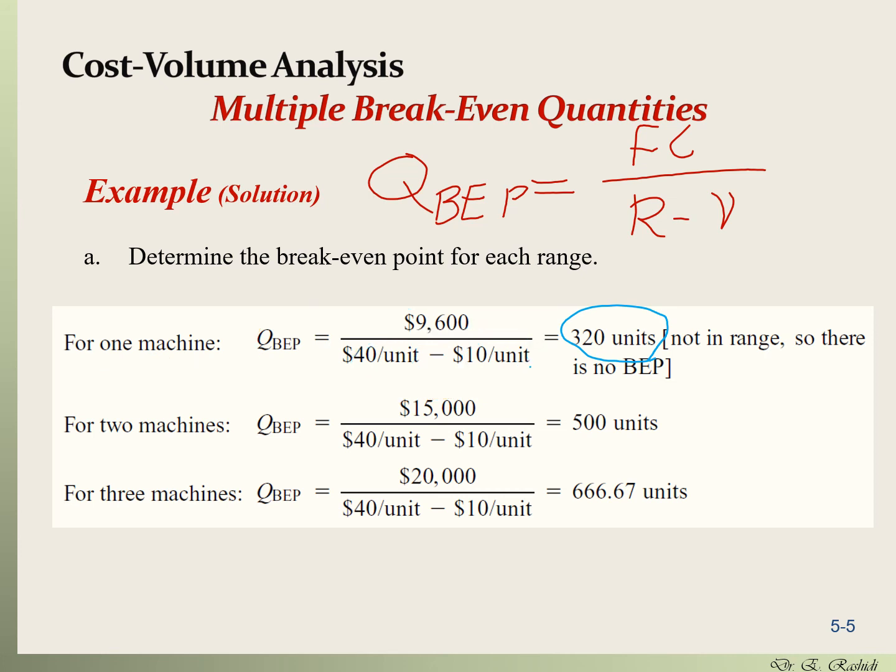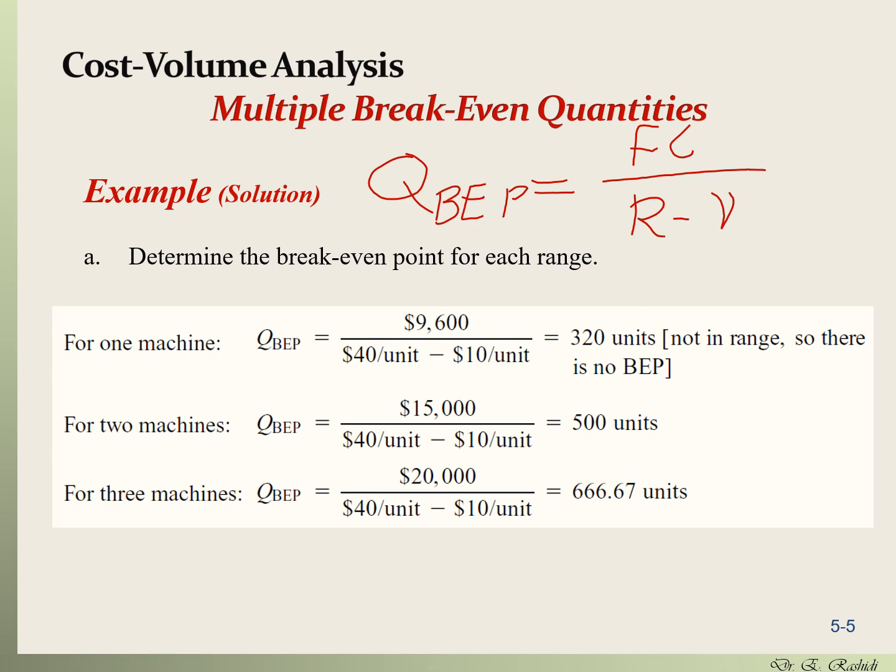So for one machine, the break-even point is 320. But remember that for one machine, the range is between 0 and 300. So the maximum that you can produce is 300. And that's actually less than 320 that we computed here. That means that we don't have a break-even point for one machine. Whatever you produce between 0 and 300 is going to be a loss.